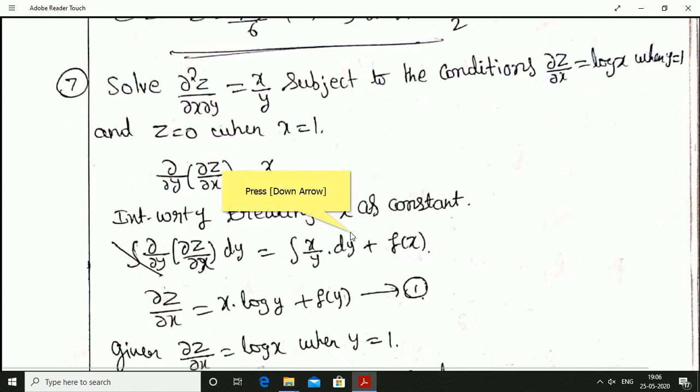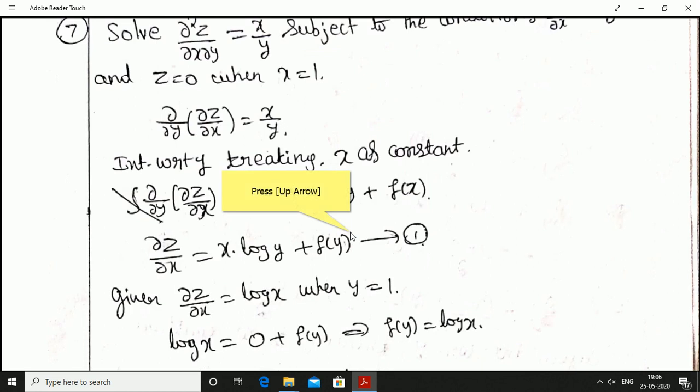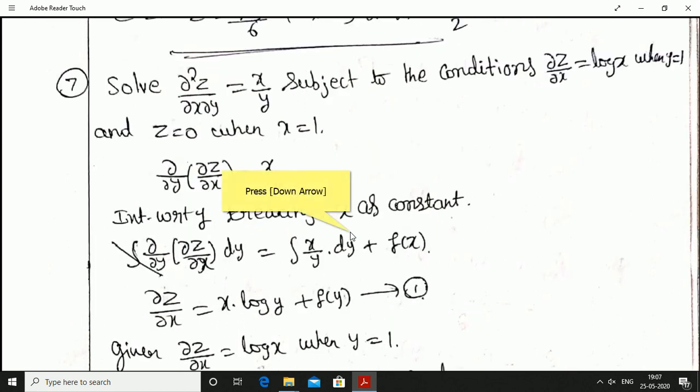One more problem. Solve del square z by del x del y is equal to x by y subject to the conditions del z by del x is equal to log x when y is equal to 1 and z is equal to 0 when x is equal to 1. This is also a non-homogeneous partial differential equation. Okay, rewrite the given equation as del by del y of del z by del x.